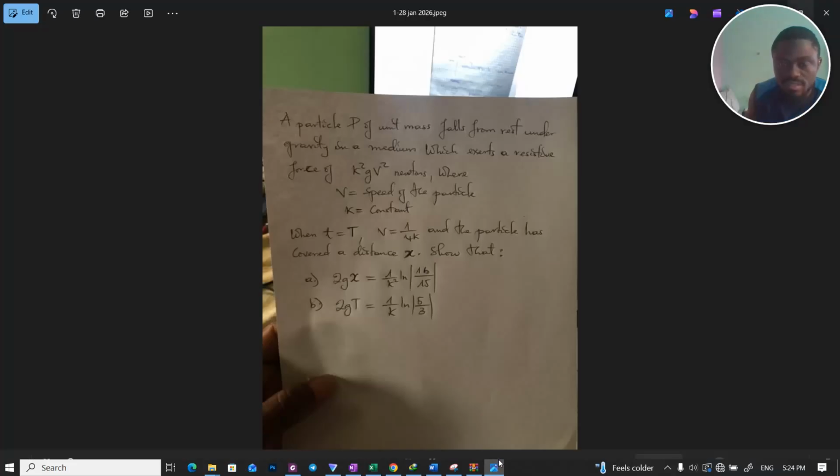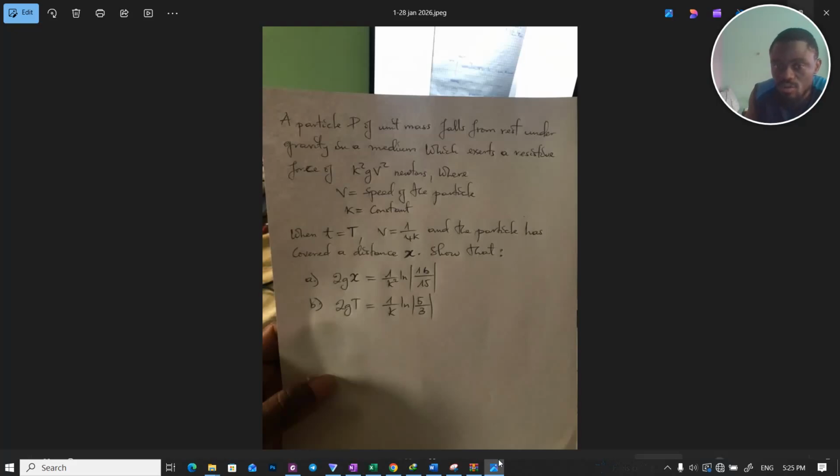The first question says, A, show that 2gx equals 1 on k squared ln of the absolute value of 16 on 15. When you look at this, the first thing to notice is that x represents distance. So when solving the question, you need to find a relation where you will have distance related to something.